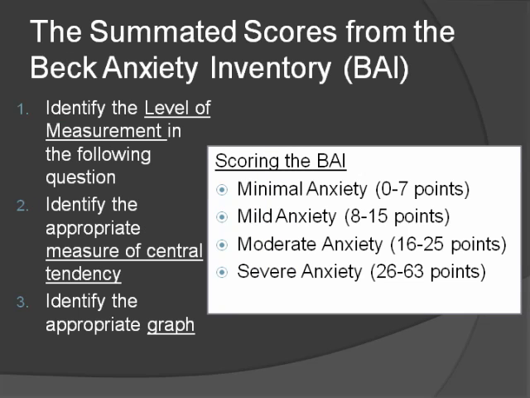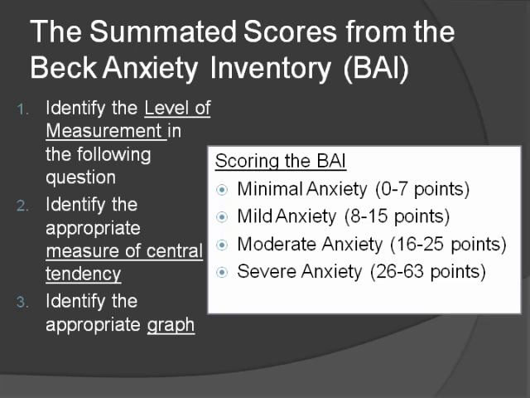Let's look at our next example. Here, what we're talking about is the summated score from the Beck Anxiety Inventory. You remember, two weeks ago, we talked about summated scales. A summated scale is when you take each of the individual items included on a scale, such as the Beck Anxiety Inventory, and you add them all together. We went through how you actually go about summating a scale such as this, and we practiced doing that together as a class.